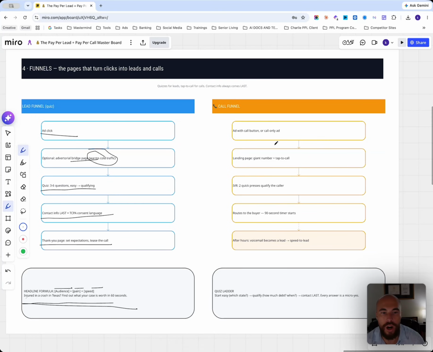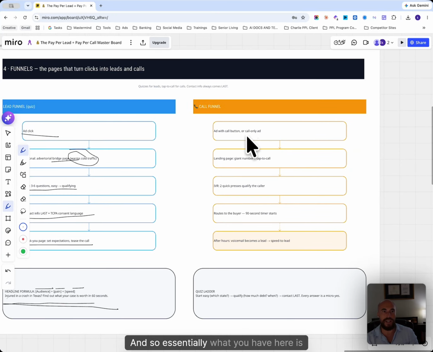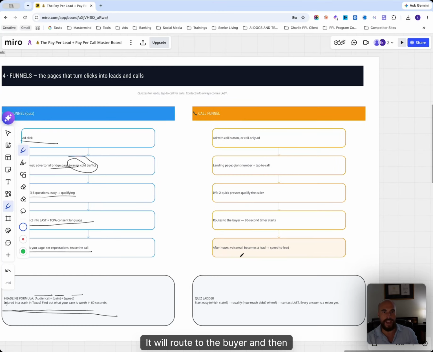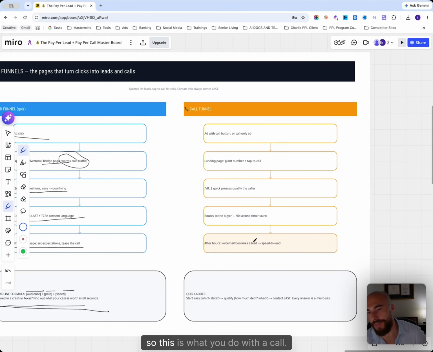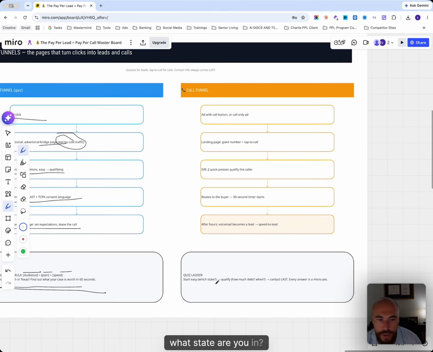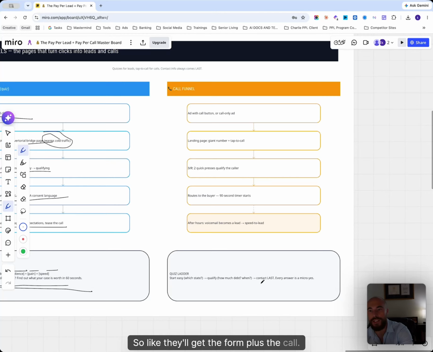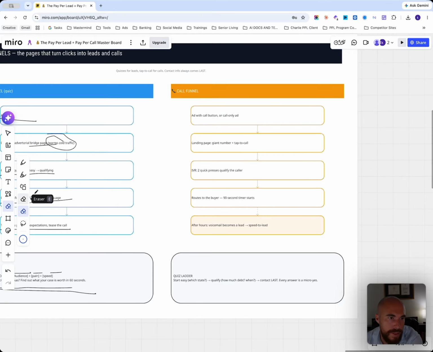Now the IVR routes the call to the right person based on when they click. I have a bunch of different buyers at any given time, so you have an IVR where they press 2 to get connected to another person. It will route to the buyer, and the buyer might call the lead back. You'll start with a mini quiz: what state are you in, how much debt do you have? And then the call. So they get the form plus the call, and we just have to make sure the lead gets routed to the right person so we get their information and things like that.